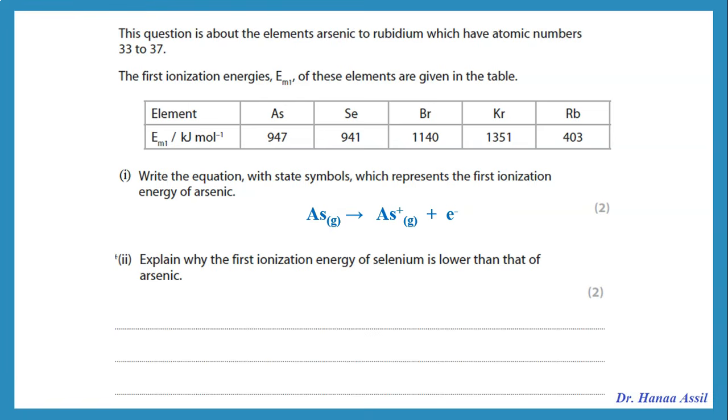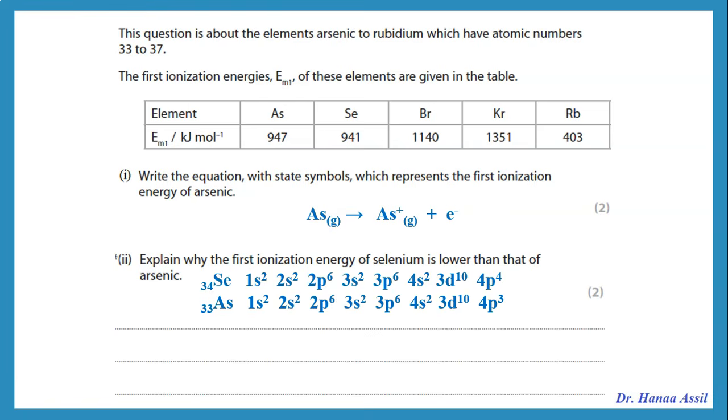Explain why the first ionization energy of selenium is lower than that of arsenic. Where is selenium and where is arsenic? Well, in selenium, the atomic number is 34, so the electron I'm removing is from a 4p4. The electron from arsenic is a 4p3. So if you're comparing these, the selenium will be lower.